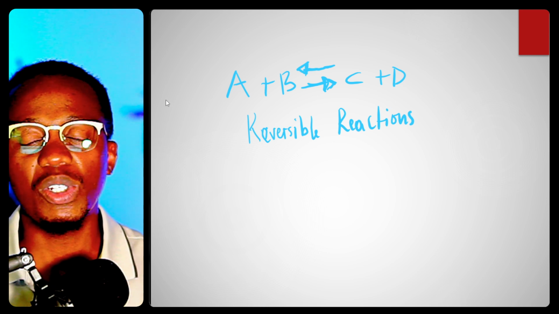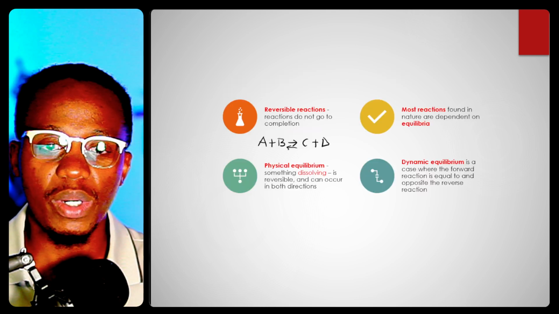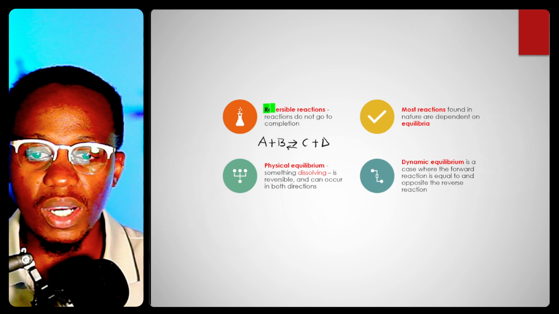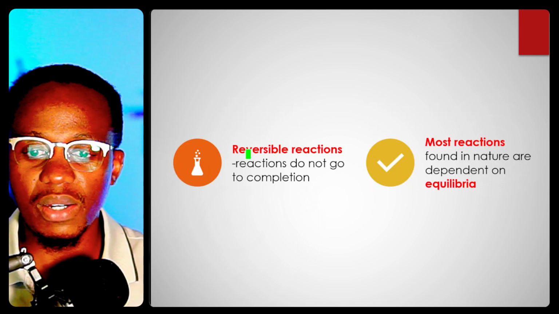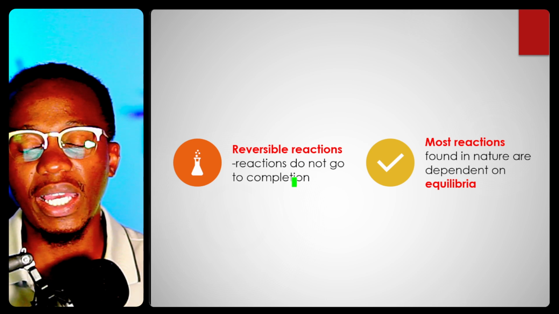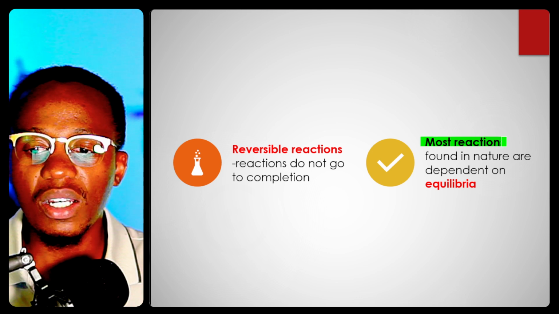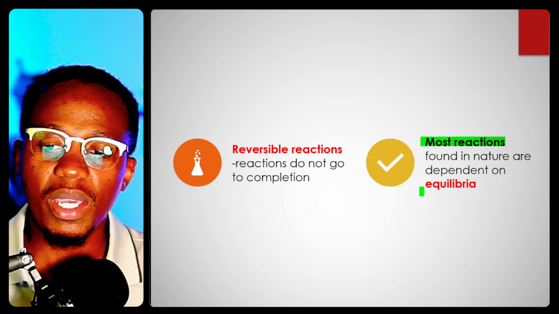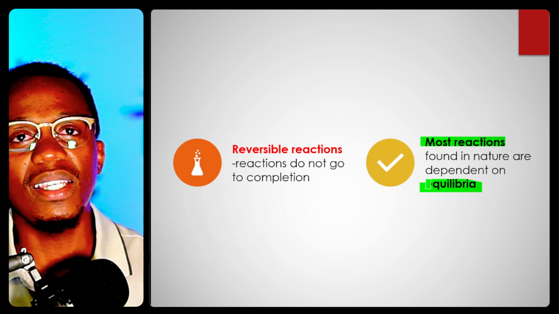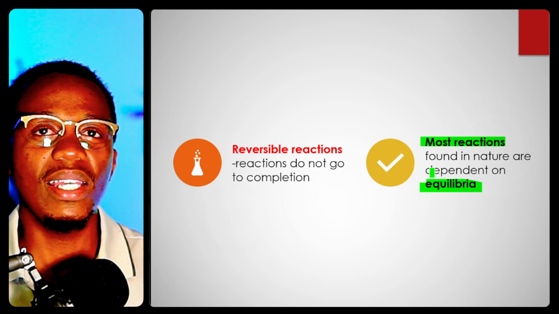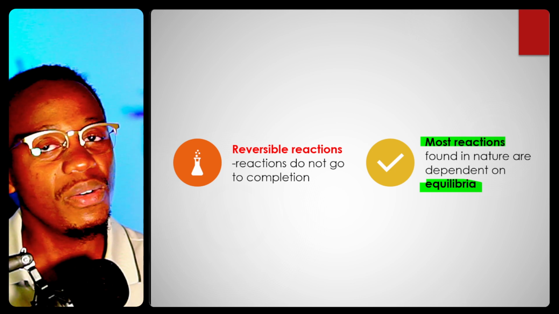This chapter should be pretty short compared to the other chapters that we looked at. But again, like I already introduced to you, reversible reactions. We need to know about reversible reactions. And reversible reactions are reactions that do not go to completion. They go back. And most reactions found in nature are reversible and they depend on equilibria. Equilibria is just a fancy name for the plural of equilibrium. That's it. Just like bacterium and bacteria.